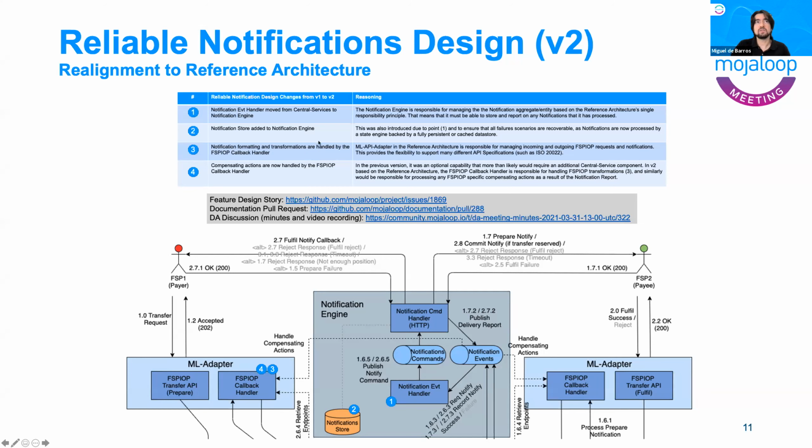The second item, which is also related to the first, is about moving the store. The store was also in the central services. That's also been moved into the notification engine. And this is, once again, a result of that single responsibility principle. But in addition, it's also an enhancement to the reliability of the component.